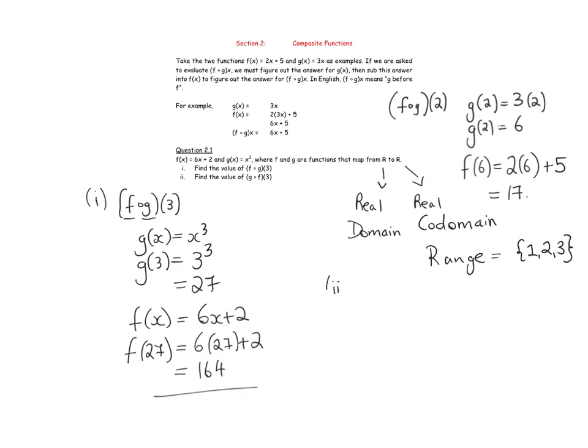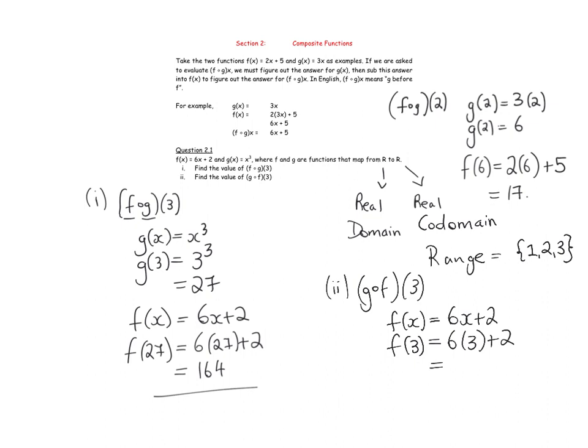The second part of this question asks us to get g of f of 3. So in English, this means f before g. So we know we have to do f of x first, and f of x is equal to 6x plus 2. We need f of 3, so that's 6 times 3 plus 2. When we put that into our calculator, we're going to get 20.